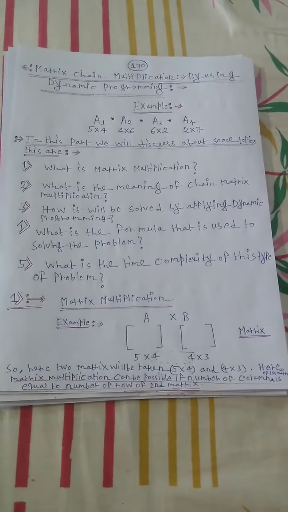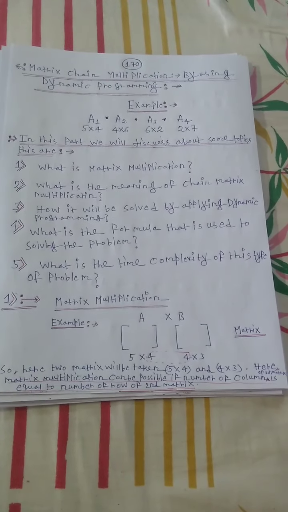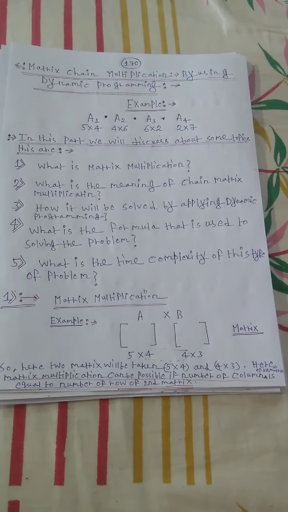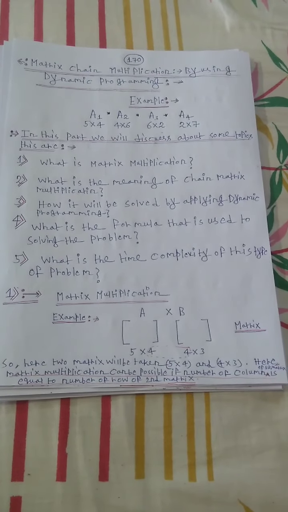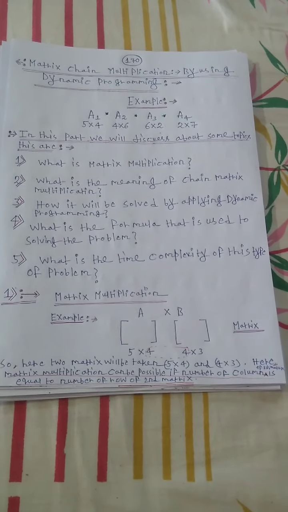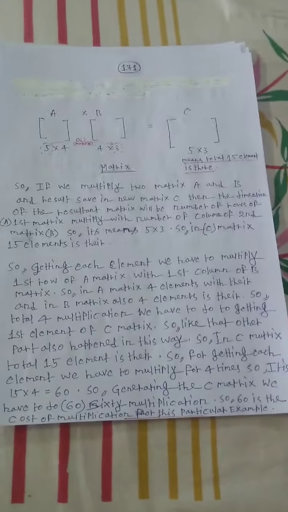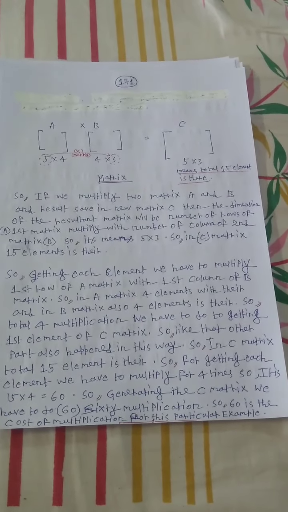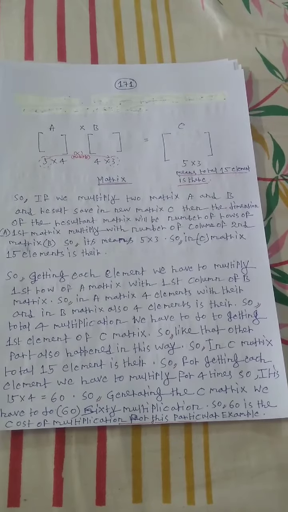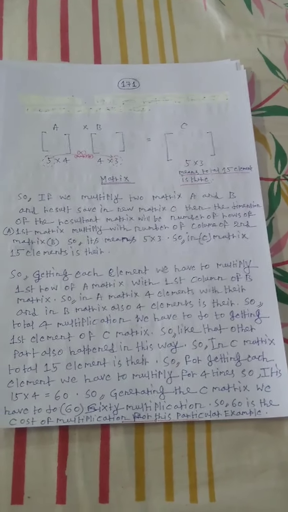So matrix multiplication we already know. Here two matrices will be taken, 5 into 4 and 4 into 3. Matrix multiplication is possible if the number of columns of the first matrix is equal to the number of rows of the second matrix. If we multiply the two matrices A and B, the result is saved in a new matrix C. So here it means 5 into 3, so in the C matrix 15 elements are there.